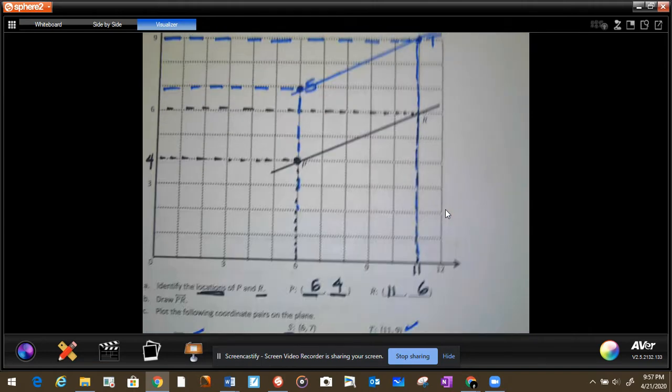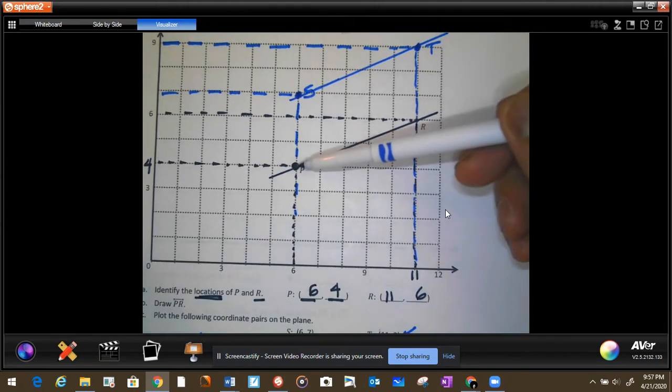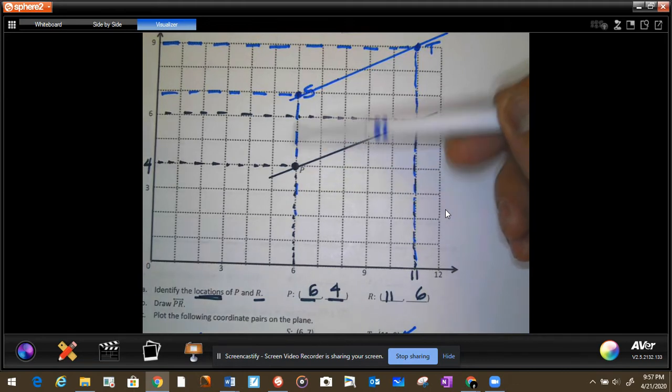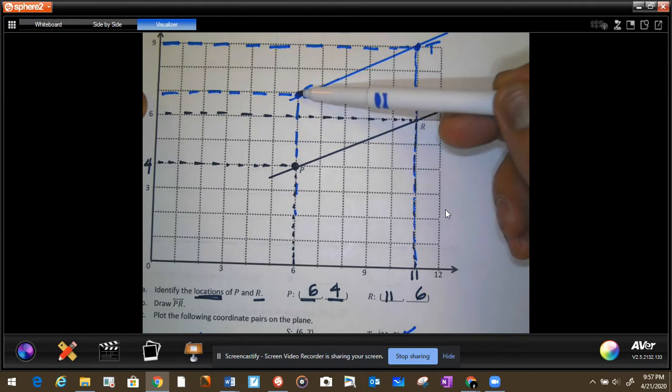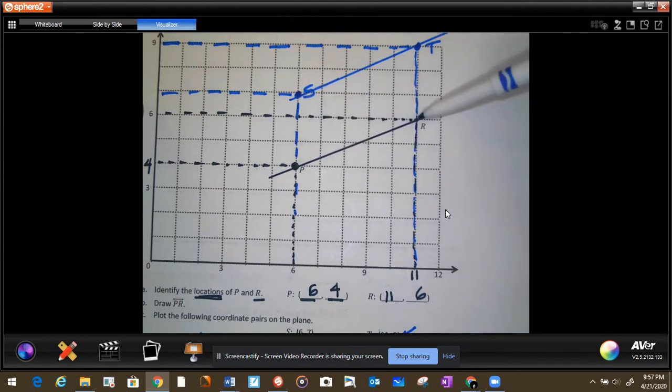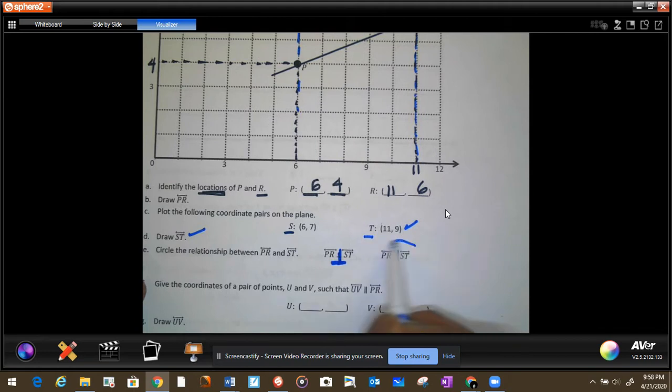How do we know that they are parallel? Well, the distance from P to S is 1, 2, 3 units. And the distance from R to T is 1, 2, 3 units. As you can see, that's how we know that that's a parallel line. So we're going to circle the relationship between segment PR and segment ST is that they are parallel to each other. All right, so let's look at the next assignment.